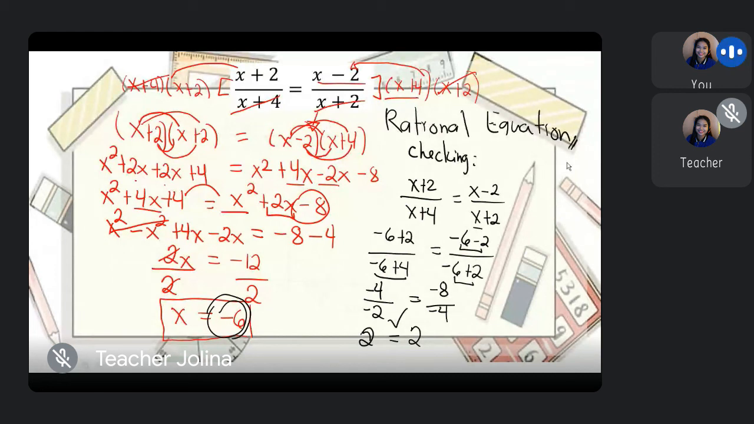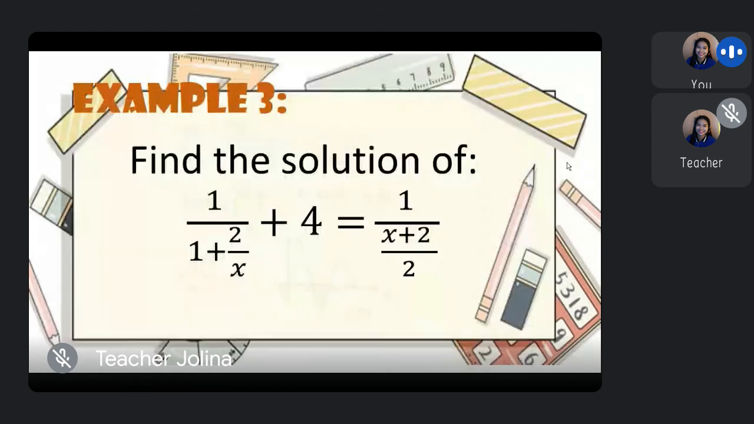Let's proceed to last example natin. How about if the given equation is this? Find the solution of 1 over 1 plus 2 over x plus 4 is equal to 1 over x plus 2 over 2. So, if i-observe natin, yung ating given po ay masyadong complex.